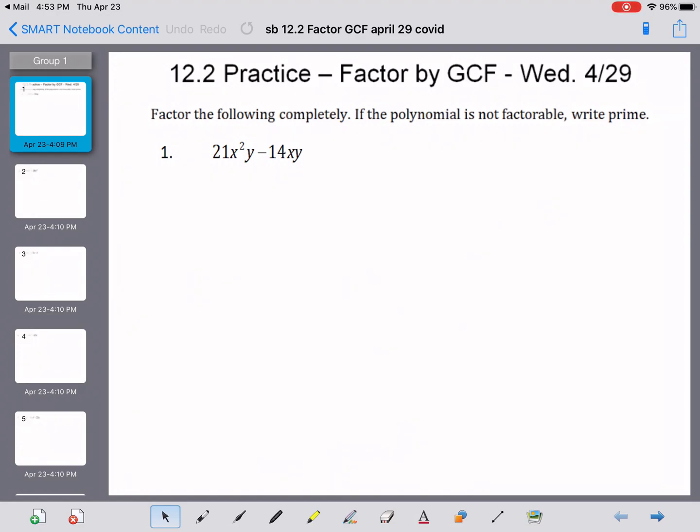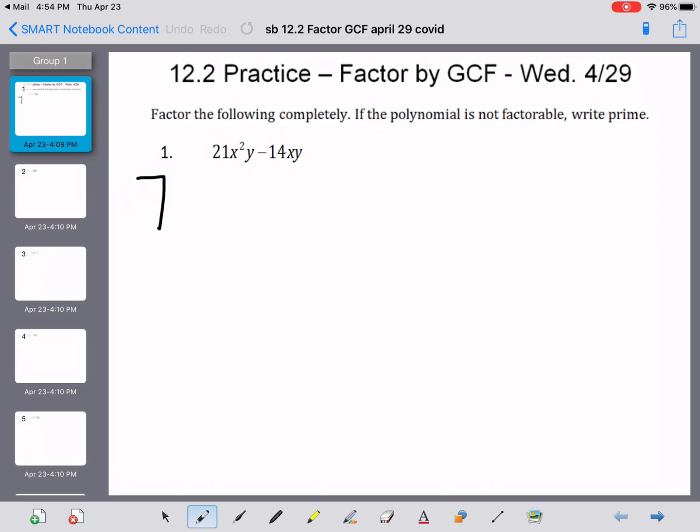Factor the following completely. If the polynomial is not factorable, write prime. So now on problem number 1, maybe finally a little bit of a challenge for you. We're looking for the biggest number that divides into both 21 and 14. And what we see is that the biggest number that goes into there is 7.